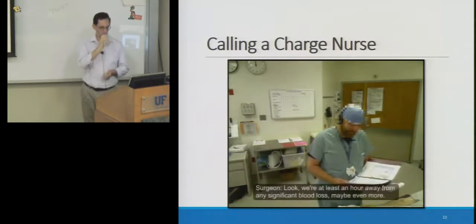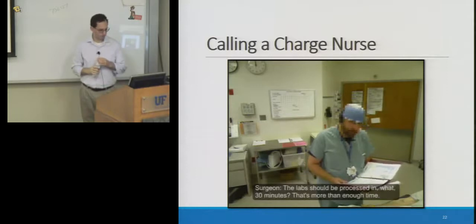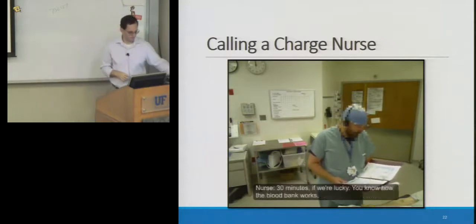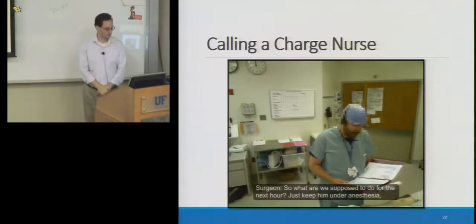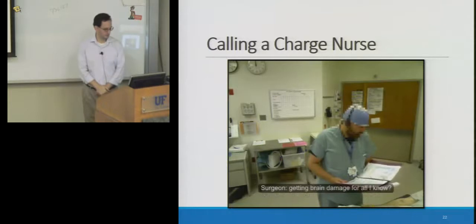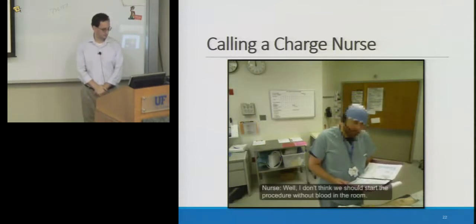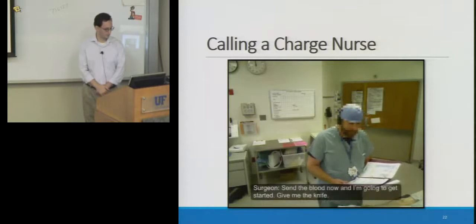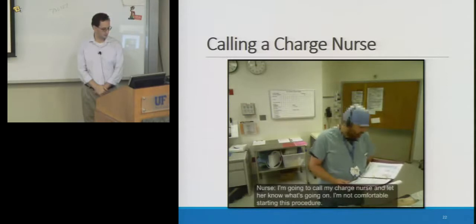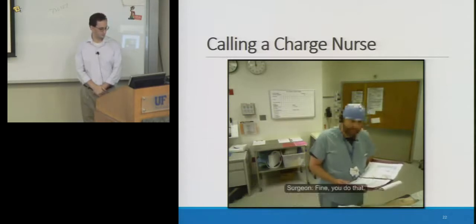Look, we're at least an hour away from any significant blood loss, maybe even more. The lab should be processed in what, 30 minutes? That's more than enough time. 30 minutes if we're lucky. You know how blood bank works. So what are we supposed to do for the next hour? Just keep him under anesthesia, getting brain damage for all I know? No, I don't think we should start the procedure without blood in the room. You know what? I'm just going to get started. I don't have time to waste. I've got other patients I have to attend to after this kid. Send the blood out, and I'm going to get started. Give me the knife. I'm going to call my charge nurse and let her know what's going on. We're not comfortable starting. Fine, you do that.